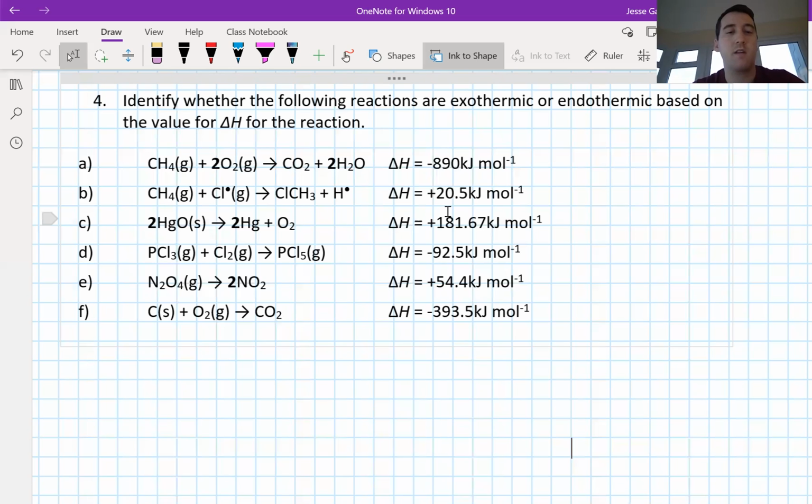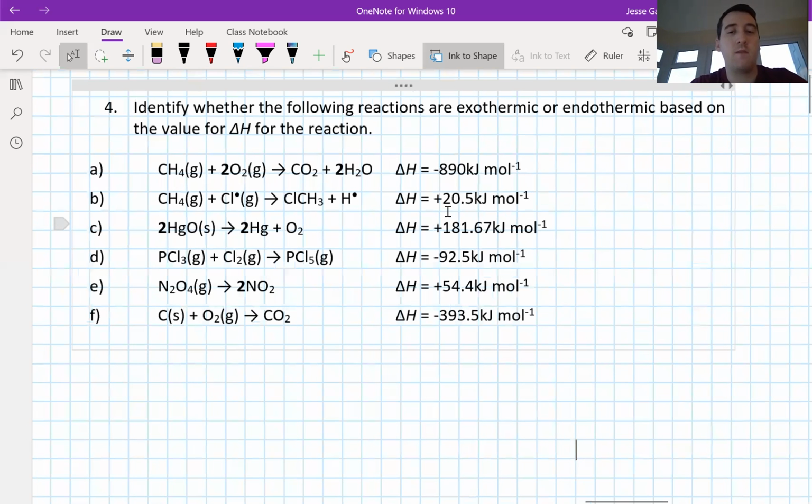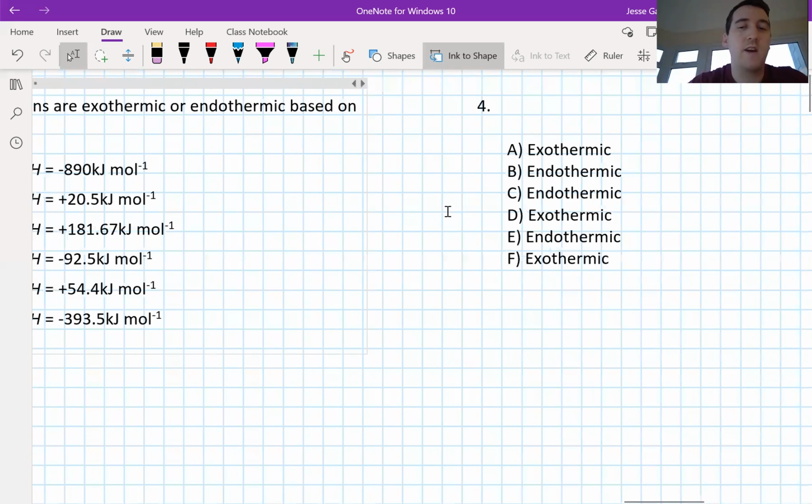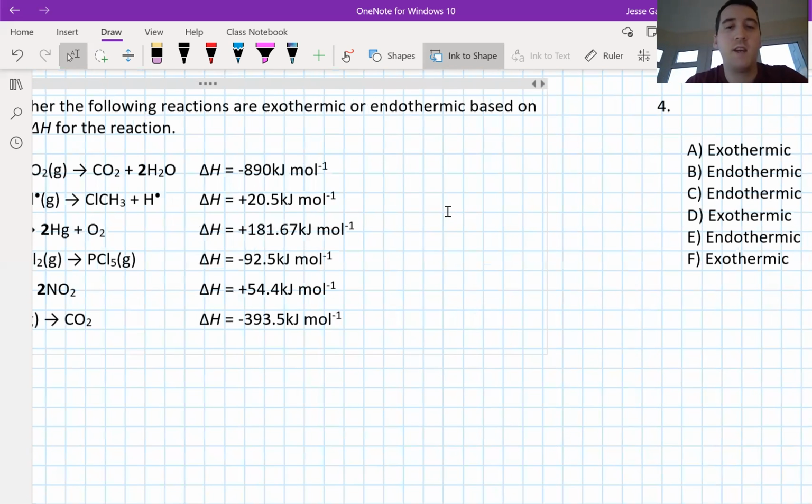So A is exothermic. And if you were able to answer that, then I'm pretty sure you're going to be able to answer the rest of them. If you weren't able to answer that first one, and now you have it, you should be able to do the rest. Pause now and do them. Okay, and here are the answers. So A is exothermic, B is endothermic because it's positive, C is endothermic because it's positive, D is exothermic because it's negative, E is endothermic because it's positive, and F is exothermic because it's a negative number.